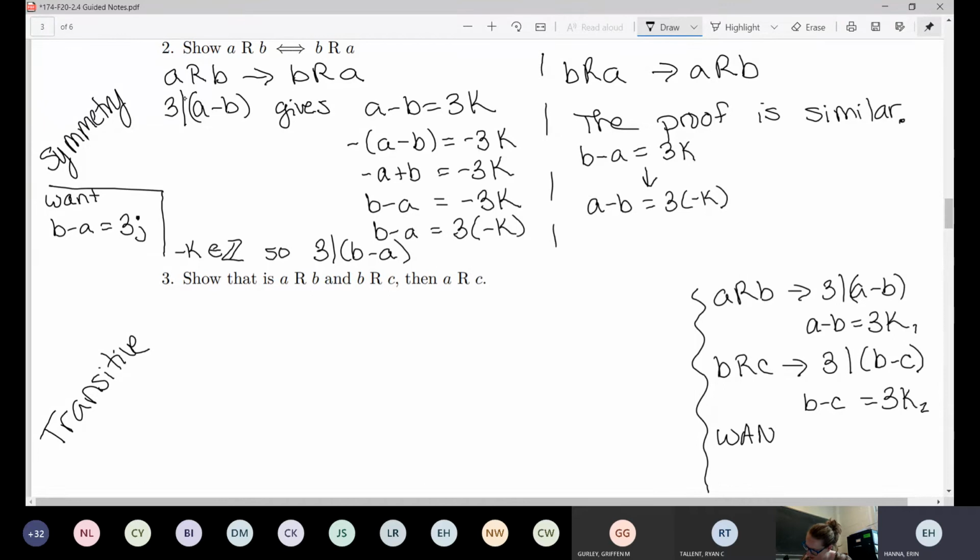What we want is for A to be related to C. So I'm running out of space. A minus C. Let me just jump to the end point here. We want A minus C to be equal to 3 times something. Well, how can we do that? Well, let me start with A minus C. This is a typical trick that is used a lot, not even necessarily just in these transitive proofs, but just in general. If I rewrite it like this, whoops.